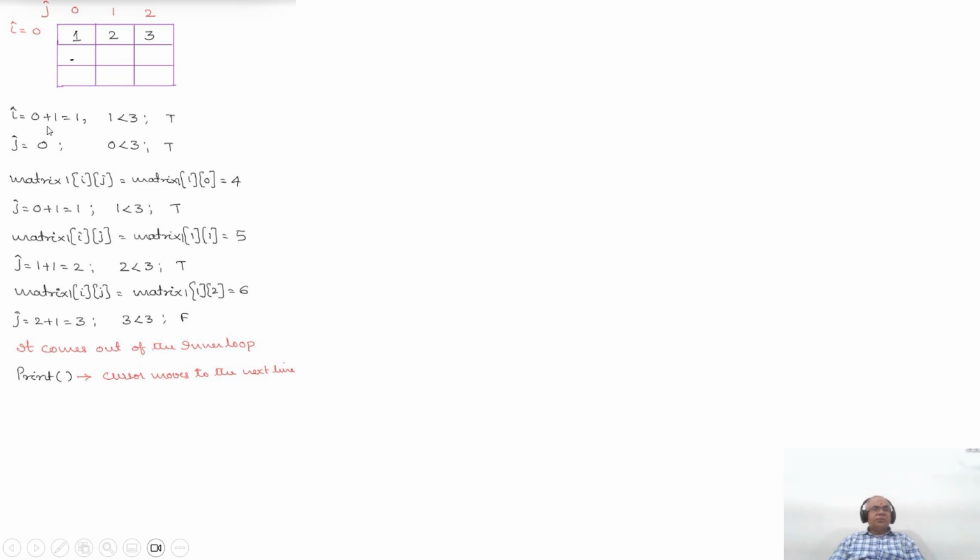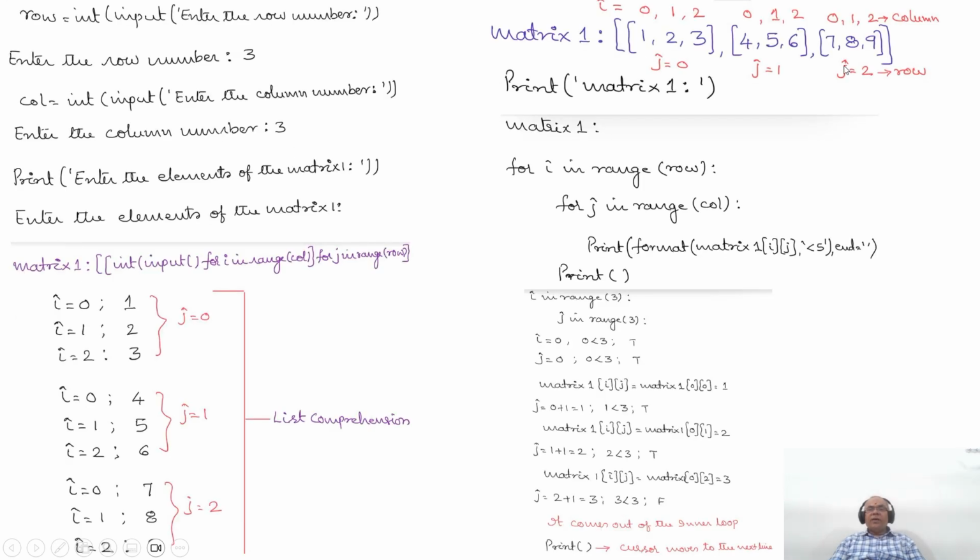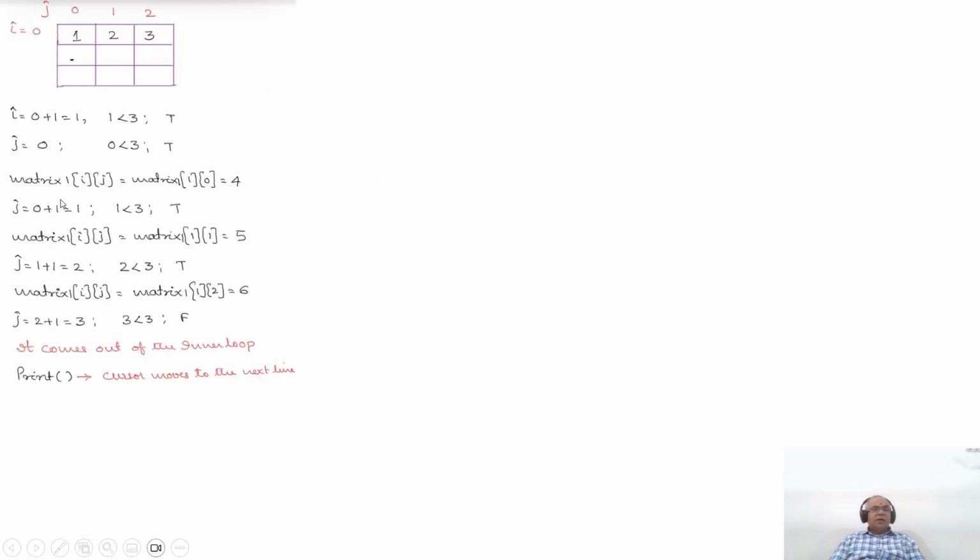So then i is equal to 0 plus 1 is equal to 1, 1 is less than 3, condition is true. j is equal to 0, 0 is less than 3, condition is true. So matrix of 1, 0 is 4. Then j is equal to 0 plus 1 is equal to 1, 1 is less than 3, condition is true. Matrix of 1, 1 is equal to 5. And j is equal to 1 plus 1, it becomes 2, 2 is less than 3, condition is true. Matrix of 1, 2 will be 6.